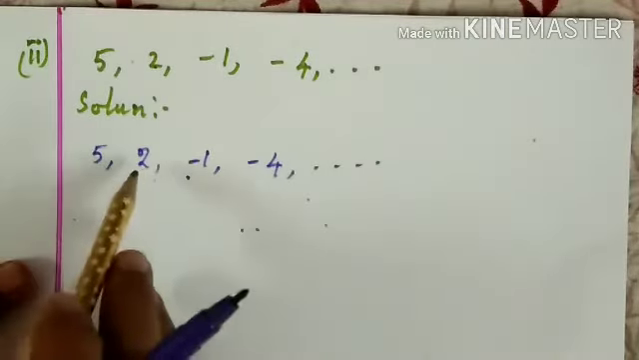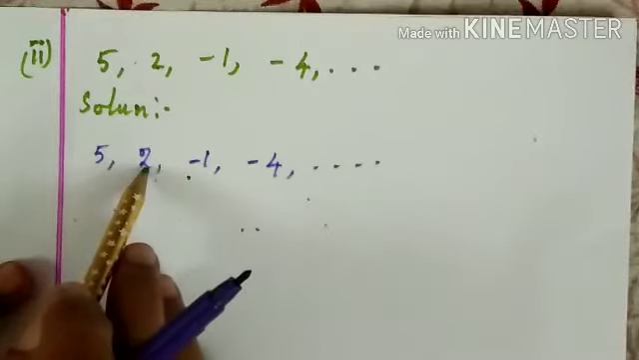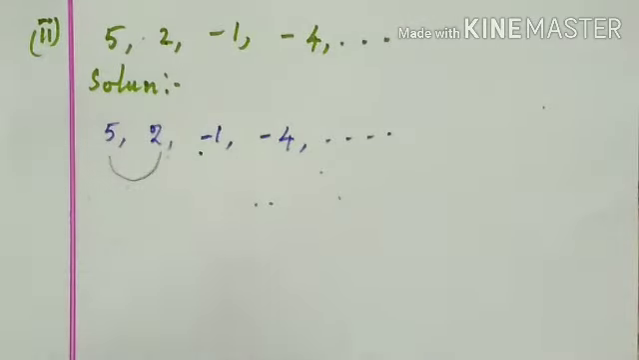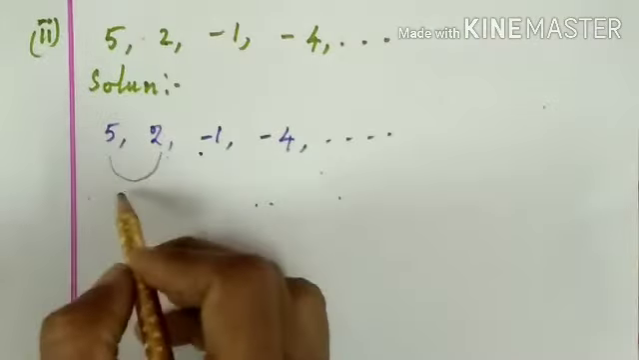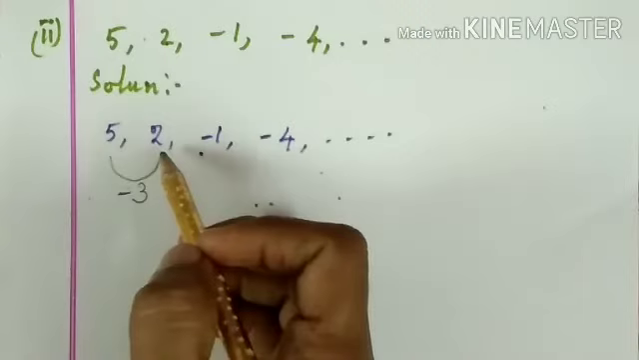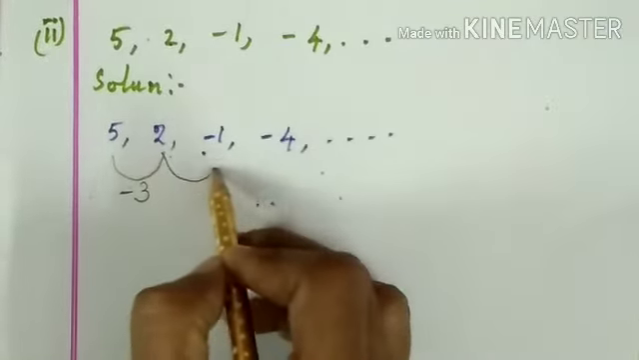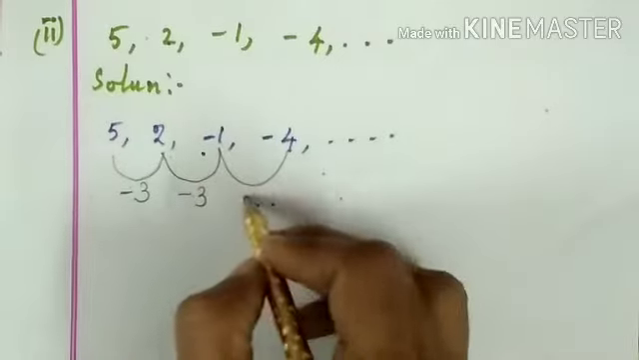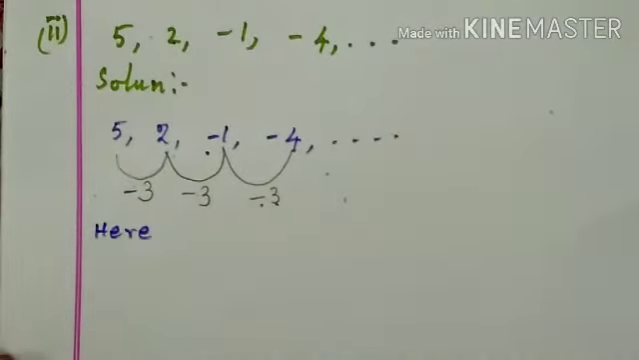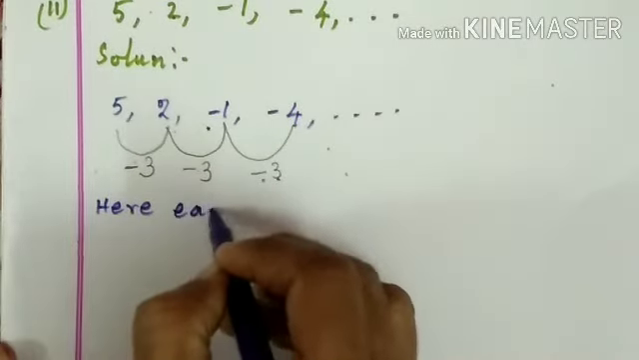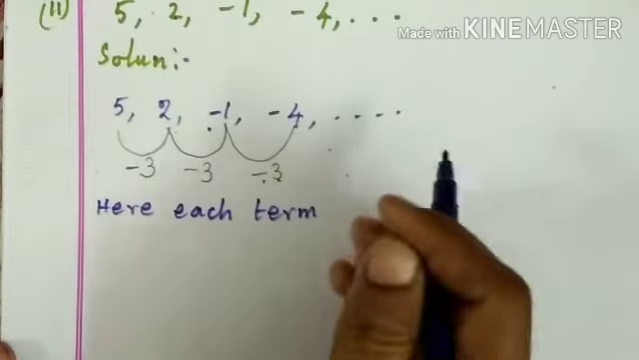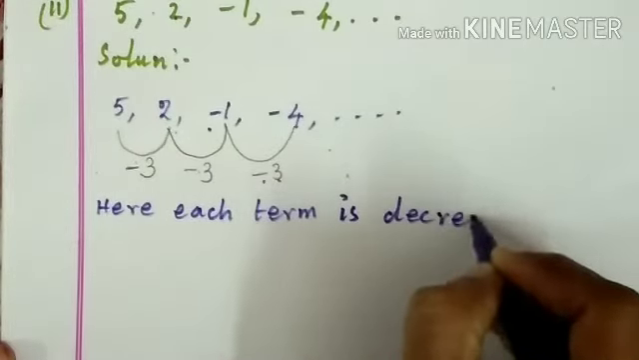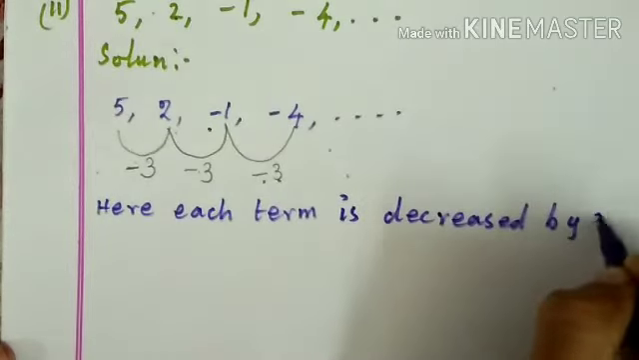In this sequence you have to observe the first term 5 and the second term 2, which means the sequence is decreasing. So, if I add minus 3 to the first term, I get 2. Then 2 minus 3, I get minus 1. Then minus 1 minus 3, I get minus 4. Therefore, you have to write here each term is decreased by 3.